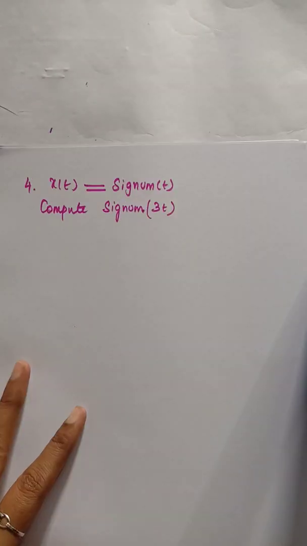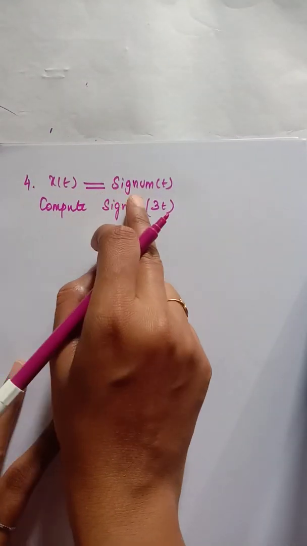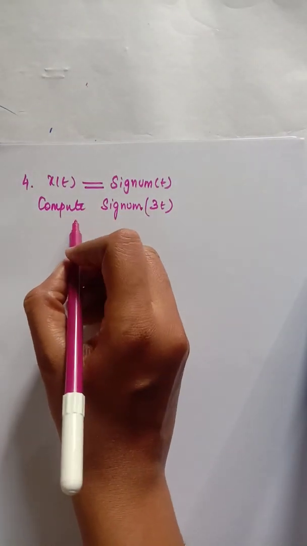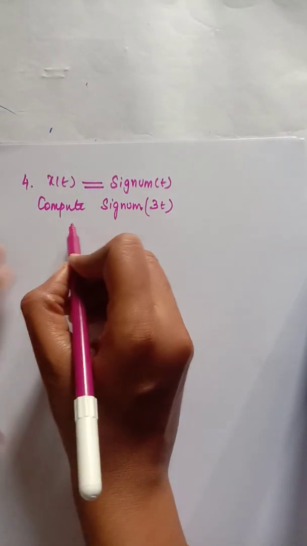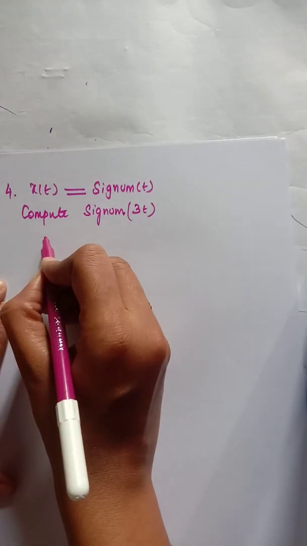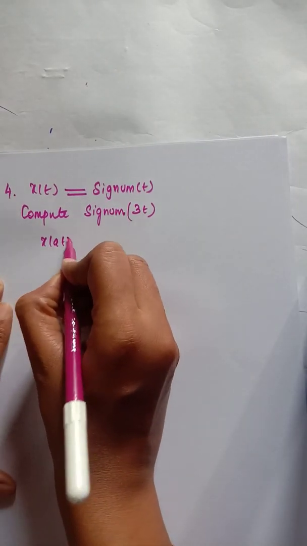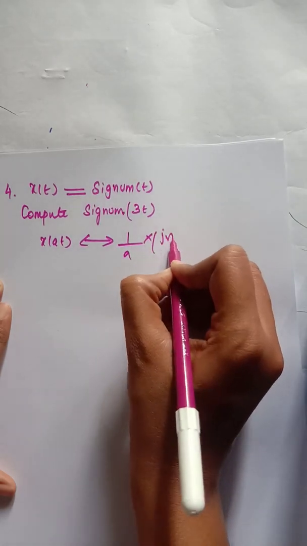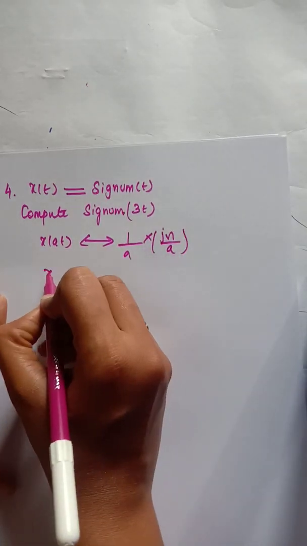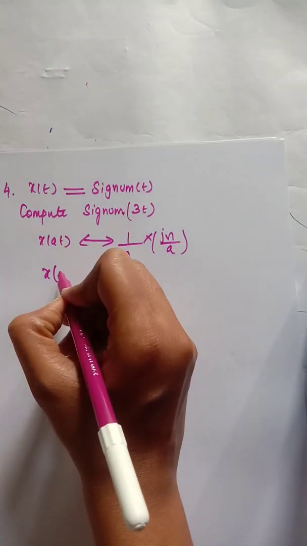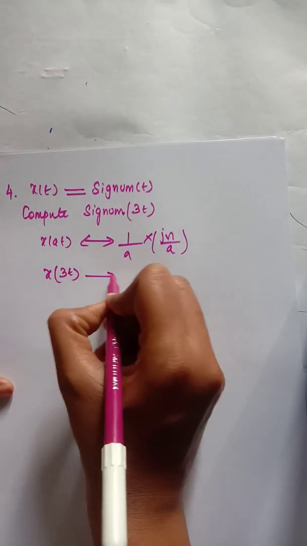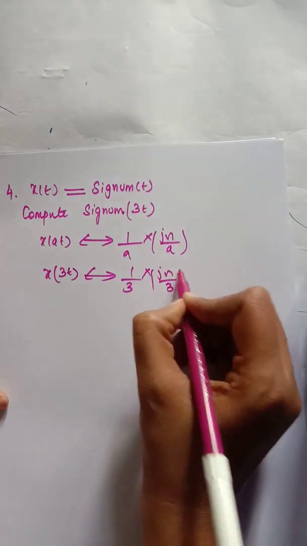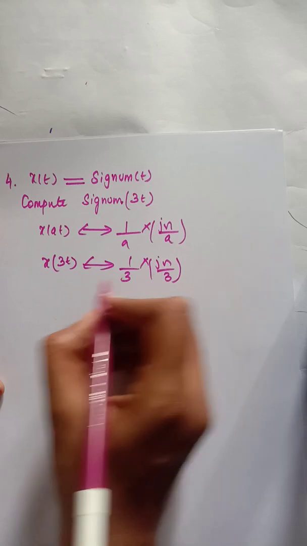Now see this problem: x of t is equal to signum of t. You need to compute the transform of signum of 3t. Here you can use the scaling property. The scaling property is that the transform of x of at is 1 by a times X of j omega by a. Now here, instead of a I have 3, so for 3t it is 1 by 3 times X of j omega by 3. So I need to find X of j omega first.